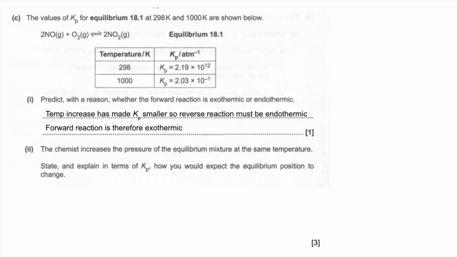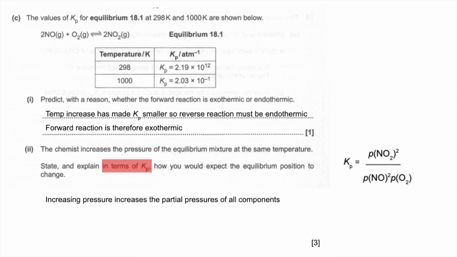So final part of the question, we've got to state and explain in terms of Kp, so we can't use Le Chatelier's principle, how we'd expect the equilibrium position to change with an increase in pressure but temperature kept the same. So if we put a Kp expression up for the equilibrium, you can see that if you increase the pressure of the system, all of the partial pressures are going to increase.